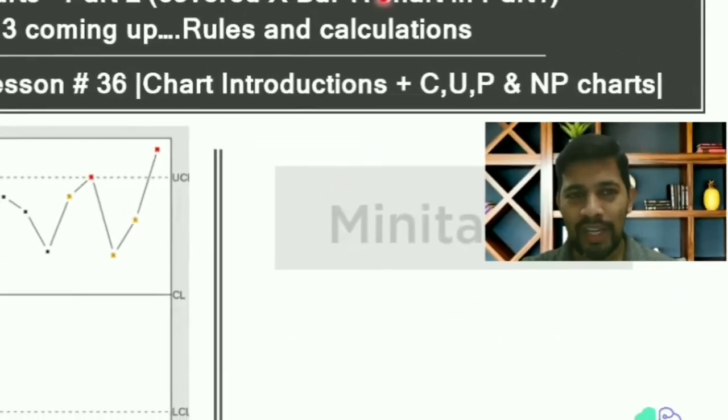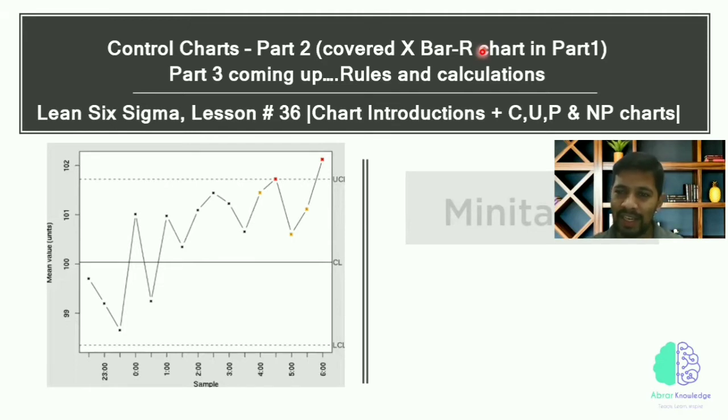Today's topic is control chart part 2. In part 1, you might have seen a detailed discussion about the X bar R chart, which we use when we have variable data. Part 3 is also coming up, just to give you a heads up: the rules of control charts and how to calculate the UCL (upper control limit) and LCL (lower control limit).